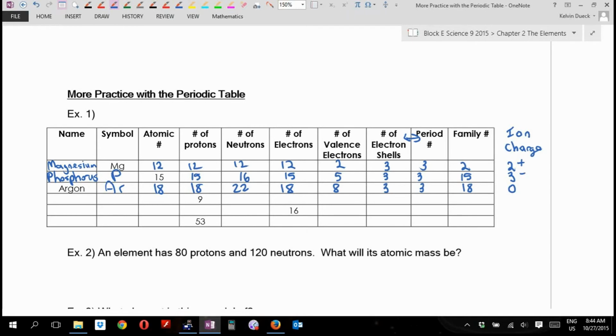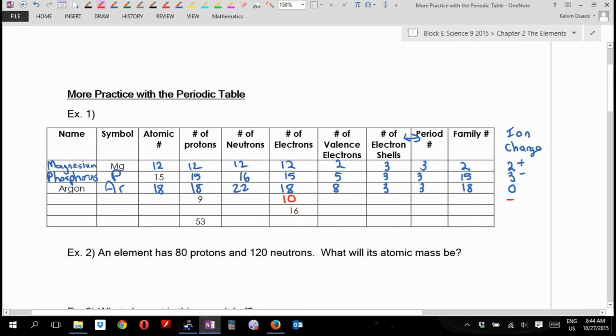Okay? Look up. We're going to add something to this next one. Where it says ion charge, we're going to add -1. And where it says number of electrons, we're going to add 10. Now, how is that possible?